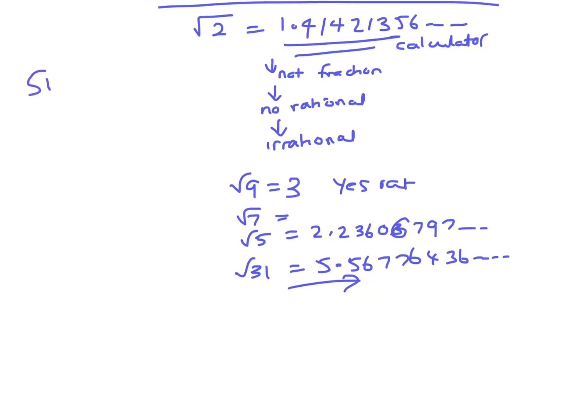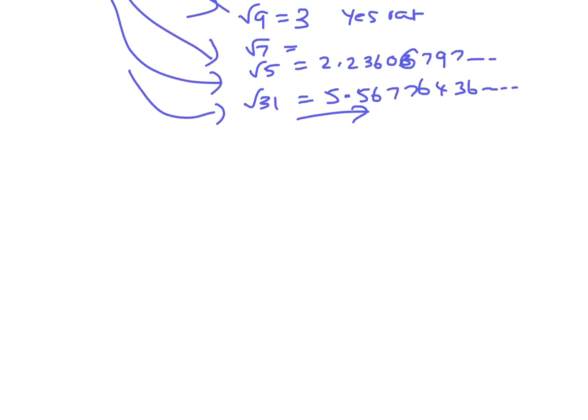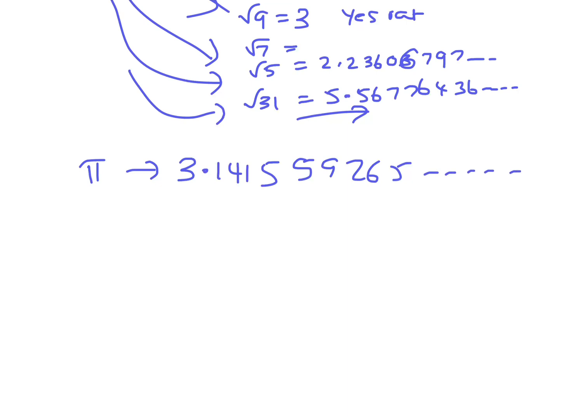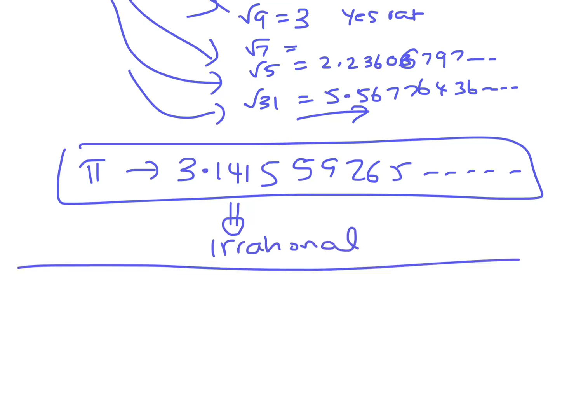So we actually call these surds. Okay, and the surds that you can't square root, they are irrational. The other irrational number you come across is pi, which is 3.14, and then 1559265, and it goes on forever and ever after the decimal point. It doesn't repeat and it doesn't reoccur, so it is also irrational.